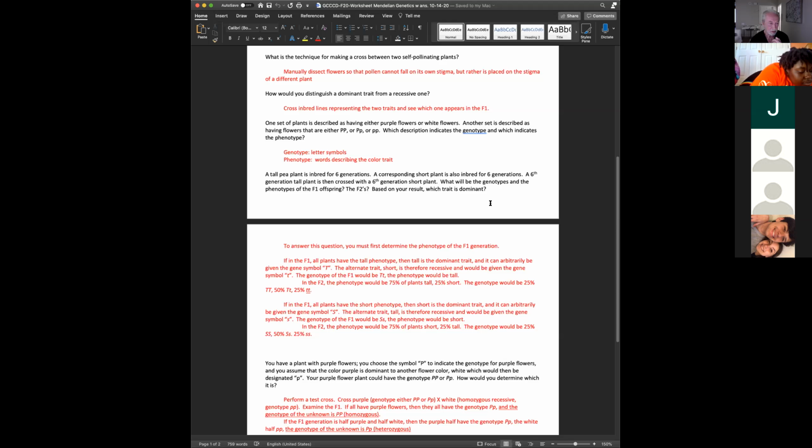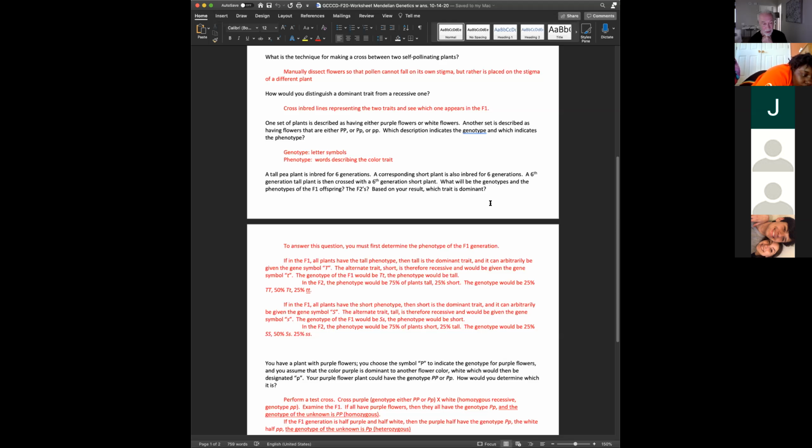In that case, tall is the dominant trait, and you can give it, again arbitrarily, I chose the symbol T. Big T is the dominant trait for tall. And so the alternate would be short, which would be recessive. It doesn't show up in the F1. And it would be given the gene symbol little t. Big T for dominant, little t for recessive. And so the genotype of the F1 would be big T, little t. So is that clear? Why the genotype would be big T, little t? Yes, sir. Yeah, thank you.